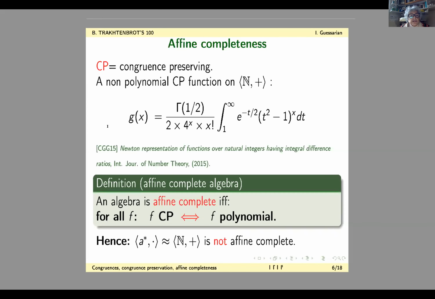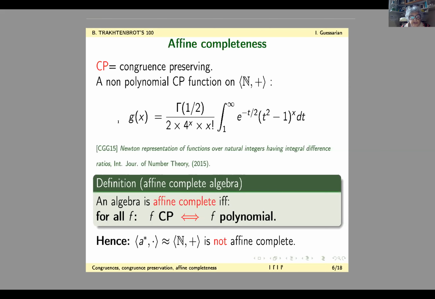So for instance, the following function g of x, which is here, on a very simple binary algebra, which is the positive integers with addition. This is a Bessel-like function. It's congruence preserving, but it's not polynomial because its power series expansion is infinite.